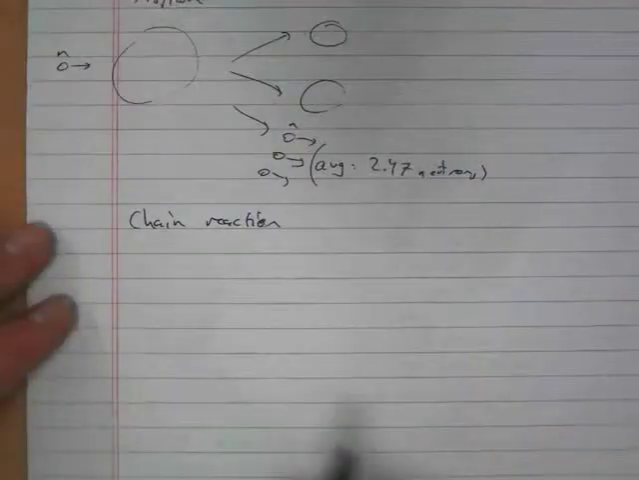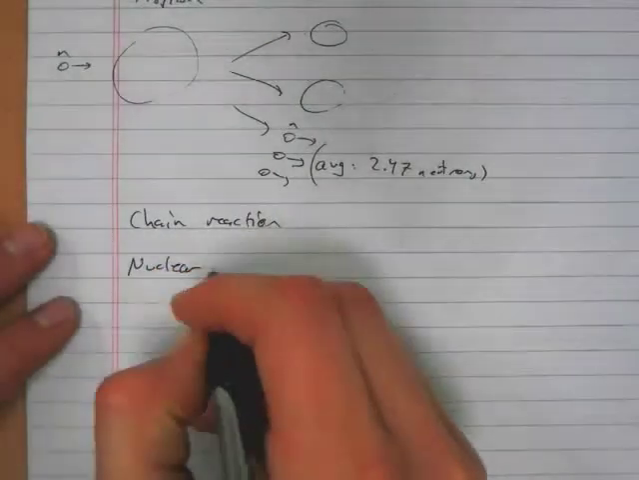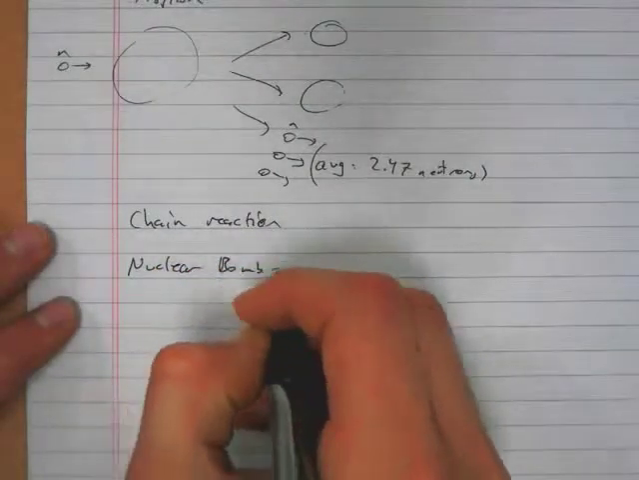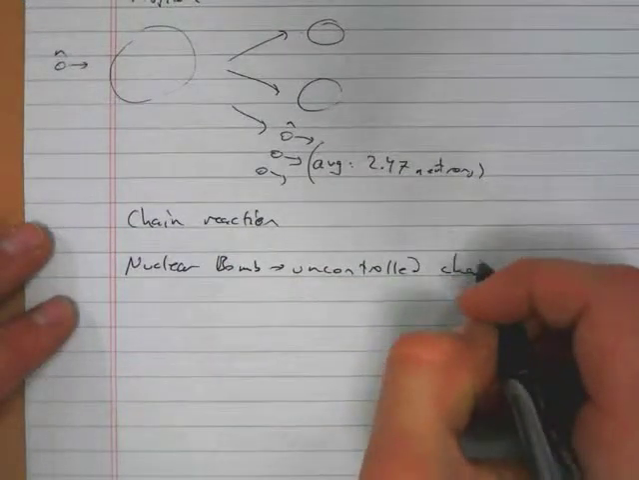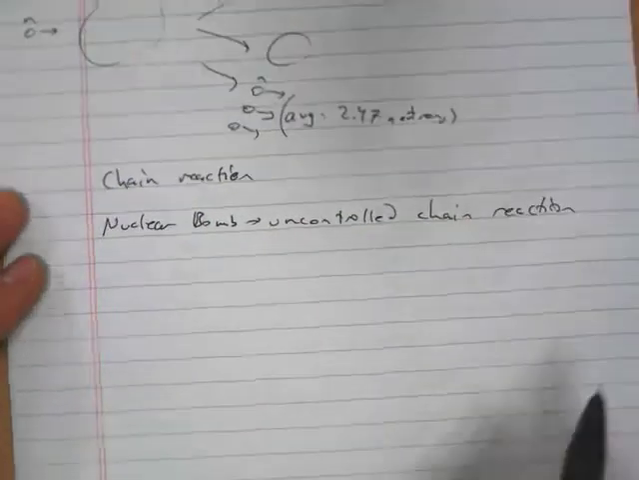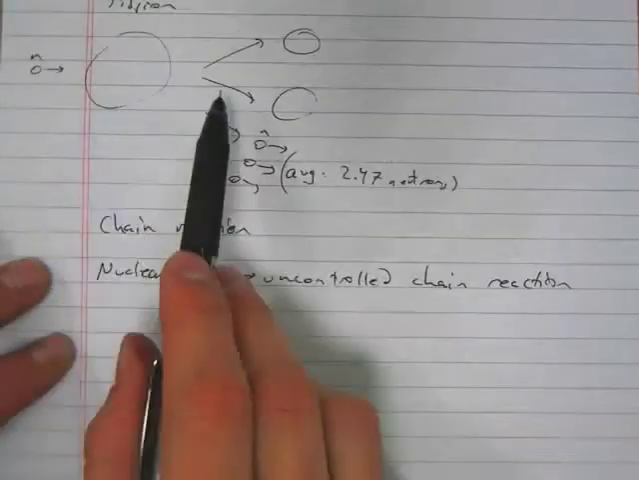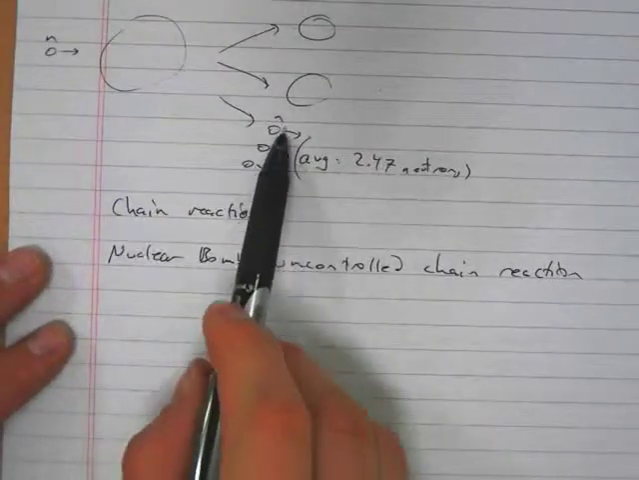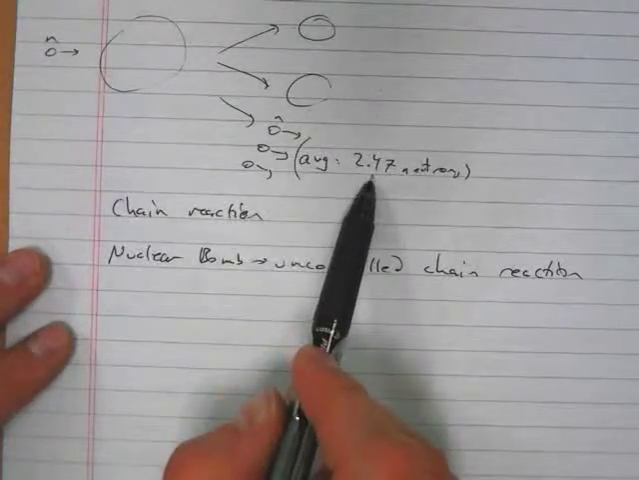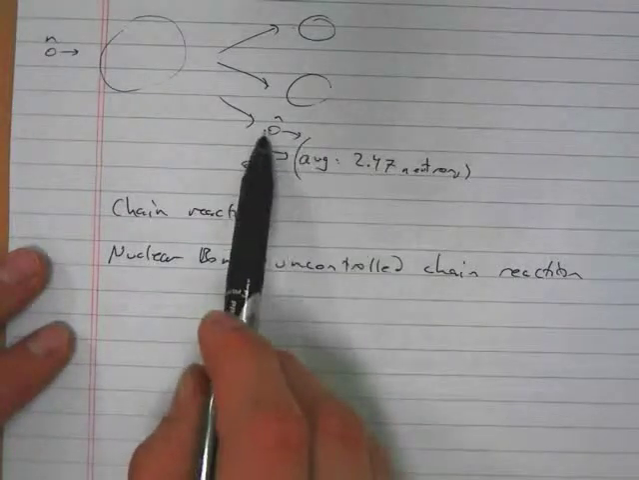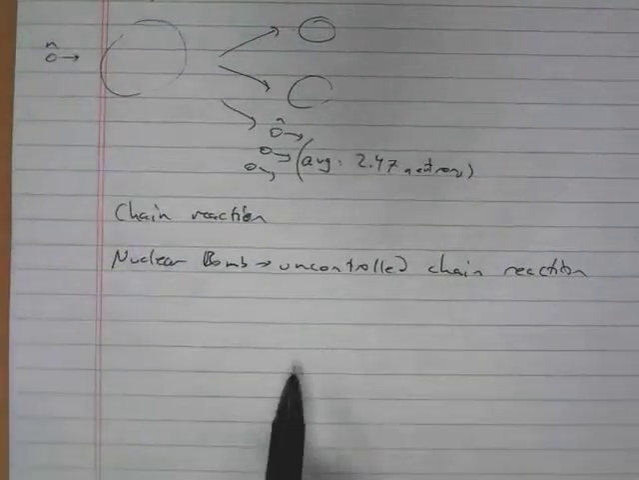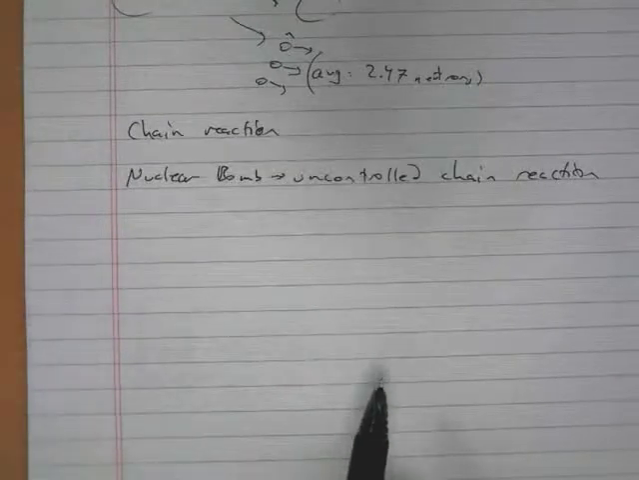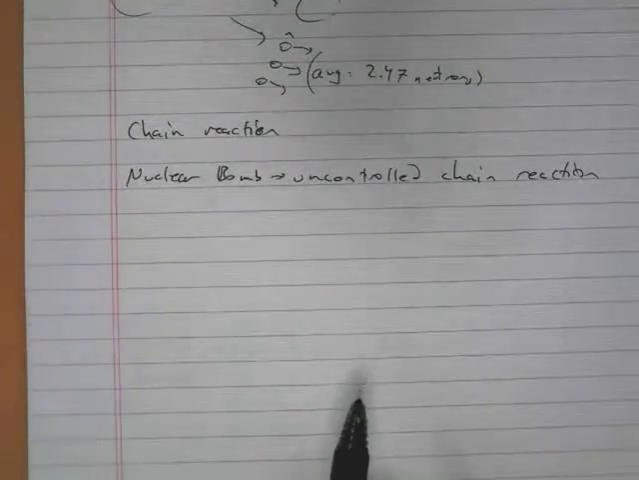A nuclear bomb is just an uncontrolled chain reaction. So each atom that splits shoots out some neutrons, typically two or three, and then two or three more atoms fission, and a bunch of energy is released. So a nuclear bomb is an uncontrolled chain reaction of nuclear fission occurring.